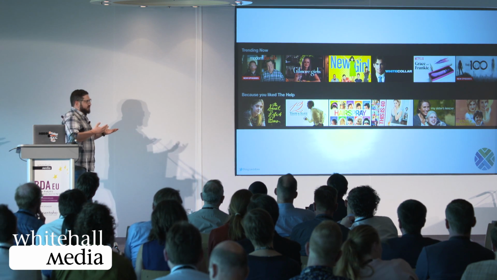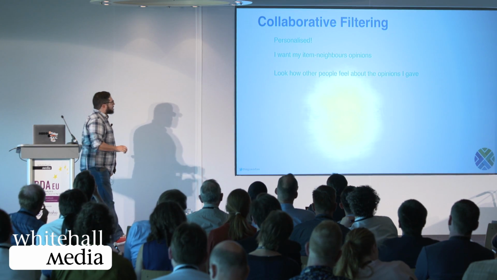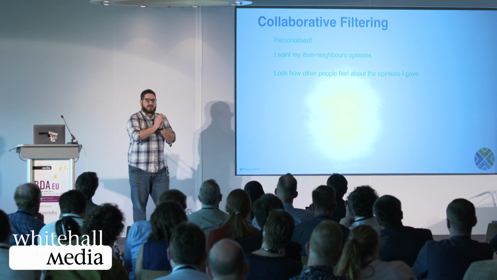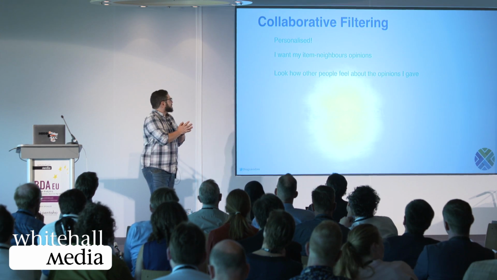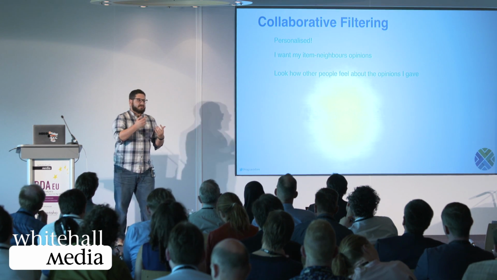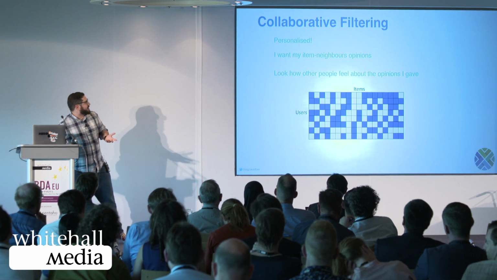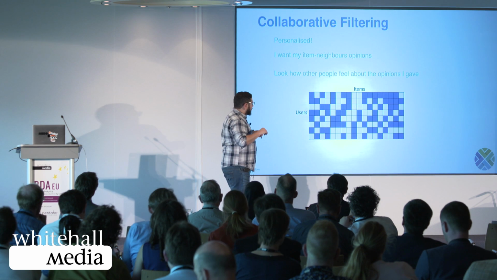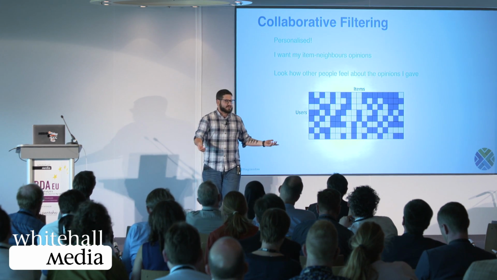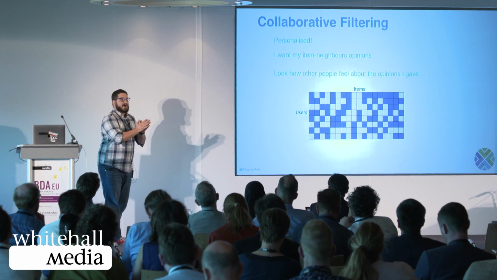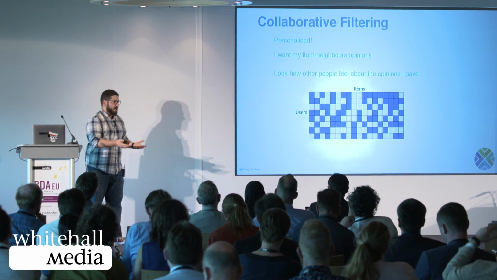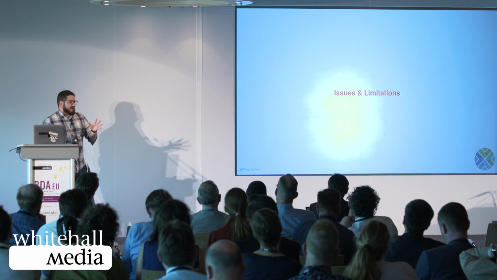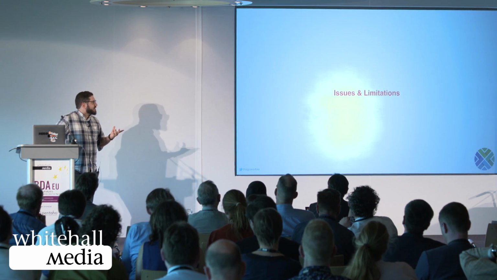So what is collaborative filtering? What is it doing here? Collaborative filtering is when you're doing something that is personalized. I want my item neighbors' opinions. I want to look at what other people think, how they feel about the items that I rated. For example, you have items and users, and let's say it's a like or no like. The blue one is the like, and the gray one is I don't like. You can start building a matrix of likes and no likes about how this user interacts with these items, and you can come to a distance. Very fast explanation, but I will come back to it because it has some issues and limitations as well.